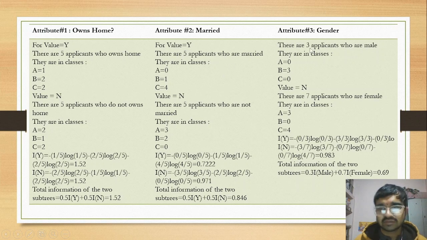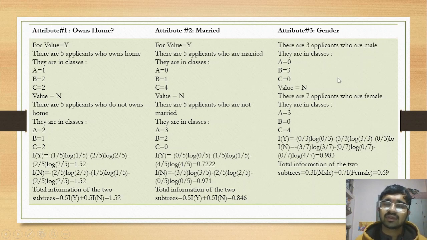Similarly, we will calculate for the gender attribute. There are three applicants who are male and they are in classes A equals 0, B equals 3 and C equals 0. And for value equals n, there are 7 applicants who are A equals 3 and C equals 4. In this way we will calculate the information of y and n, and at last we will calculate the total information of both y and n.